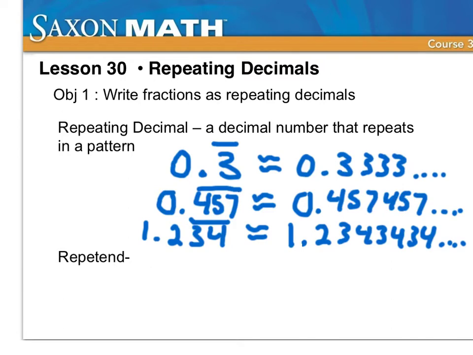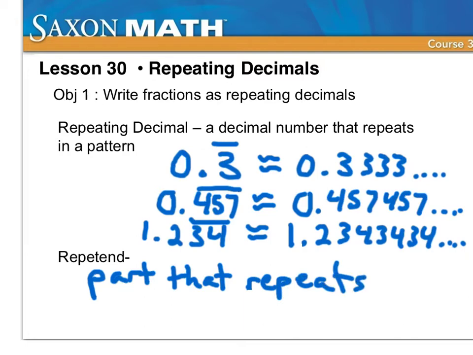The repetend, then, is the part that repeats. It's just a fancy name for the part that repeats. So in the top number, 0.3 repeating, the repetend is the 3. That's the digit that repeats. In 0.457 repeating, the 4, 5, and 7 is the repetend. And in the last example, the 3 and the 4 are the repetend. Now let's go on to some examples of how we're going to use these.